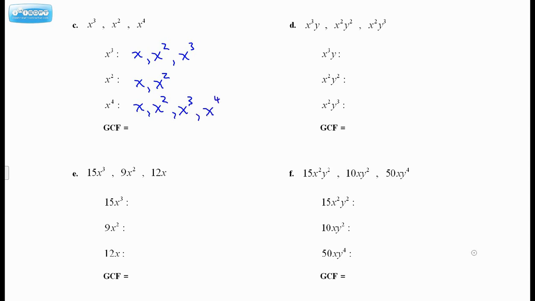So, what is the largest one that they all have in common? x squared. And it actually turns out to be the monomial with the smallest exponent that gives you the GCF.